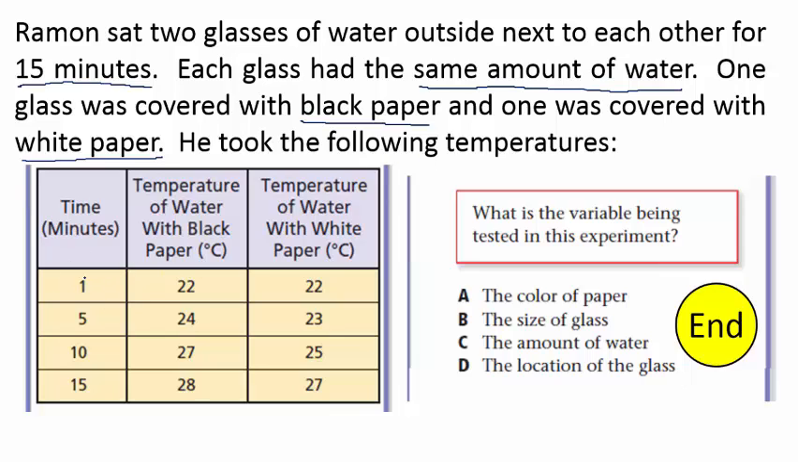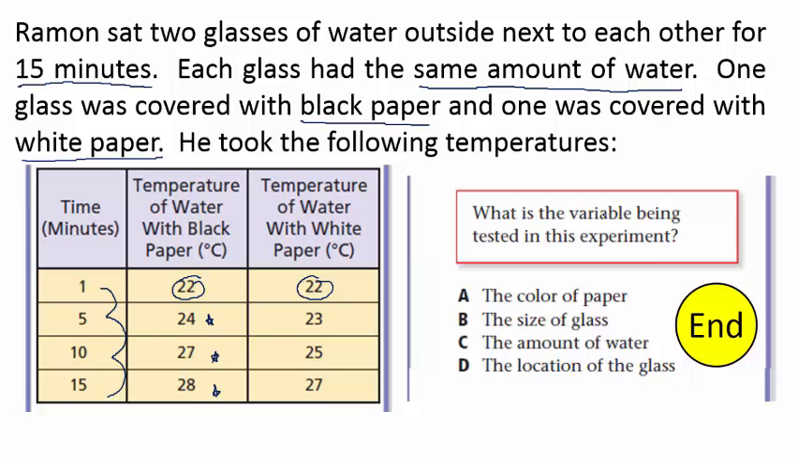So he's running an experiment, and every so often here, at 1 minute, 5 minutes, 10 minutes, 15 minutes, he's measuring the temperature. So after 1 minute, the temperature is exactly the same. At 2 minutes, you can see the one with the black paper is getting warmer. And in every case, it's warmer. Really, all that stuff is kind of beside the point. So you have this great data table. What is the question asking us?